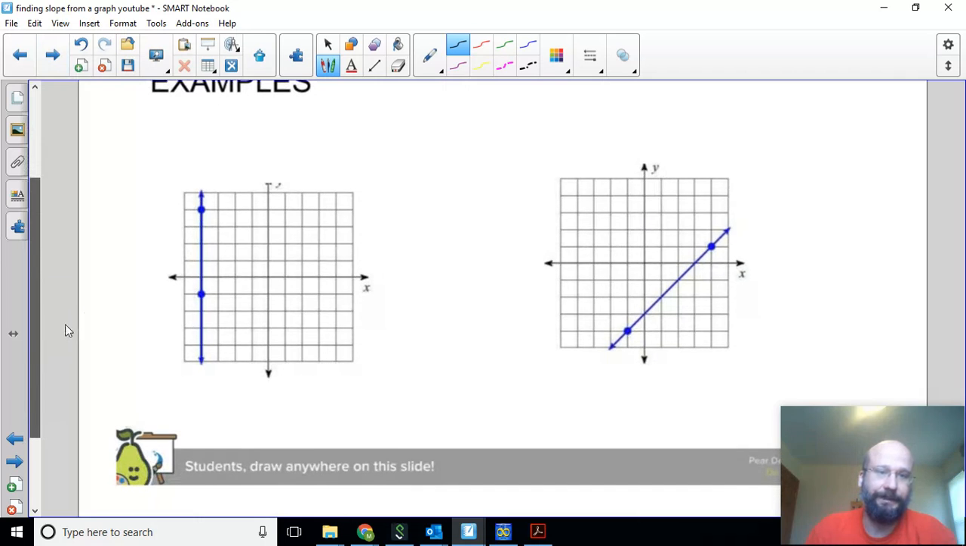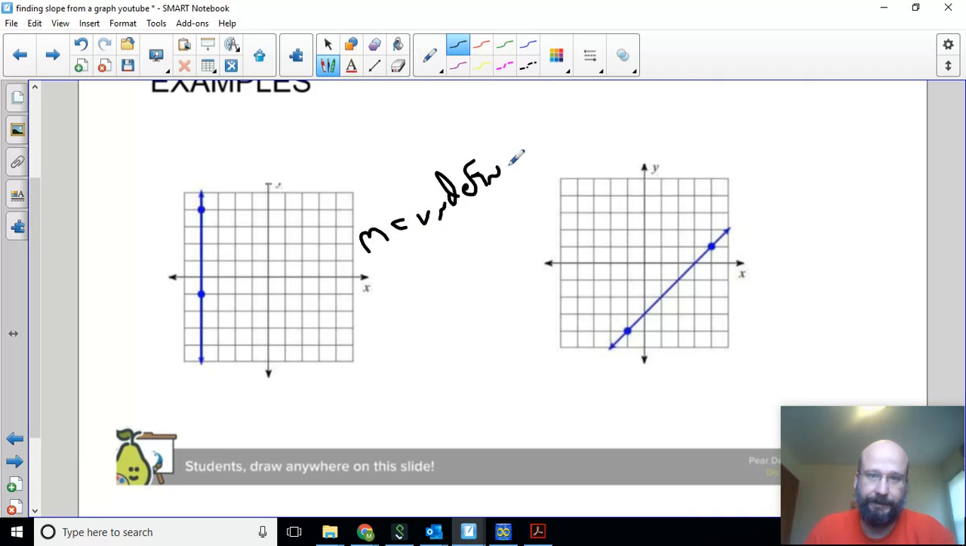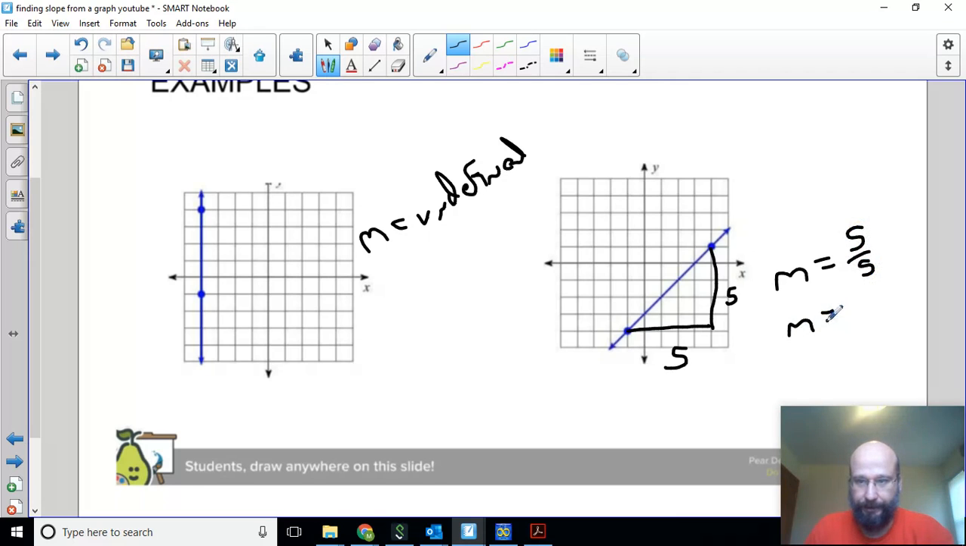We know this one. It's straight up and down. That's the nose on Mr. Slope guy. And so we know that the slope, which is m, is undefined. And we write undefined. This one, we have our 2 points. So we're going to connect them. And then we're going to count, starting from the line, right? Starting from this dot. So 1, 2, 3, 4, 5. We start from this dot. 1, 2, 3, 4, 5. So again, our slope is a positive 5 over 5, which is also 1.